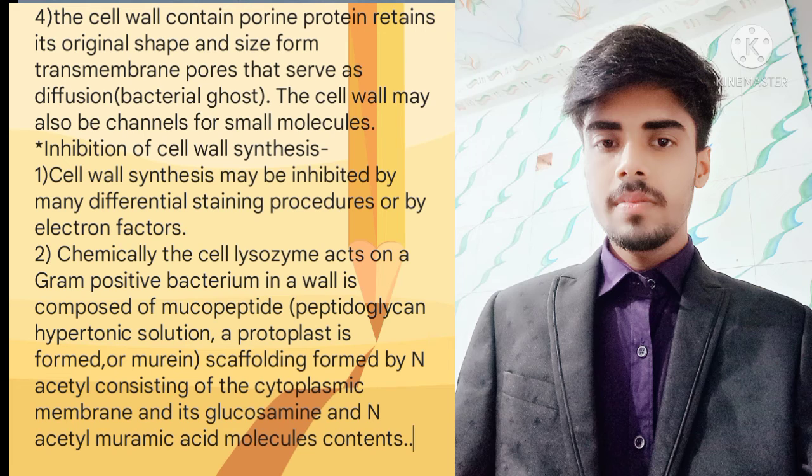Now we will discuss the inhibition of cell wall synthesis. Cell wall synthesis may be demonstrated by differential staining procedures or by electron microscopy. Chemically, the cell wall of Gram-positive bacteria is composed of mucopolysaccharide, also known as mucopeptide and peptidoglycan. When lysozyme acts on it in a hypertonic solution, a protoplast is formed. The scaffolding, also known as murein, consists of N-acetylglucosamine and N-acetylmuramic acid molecules.